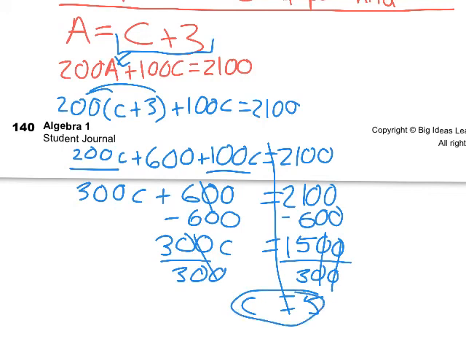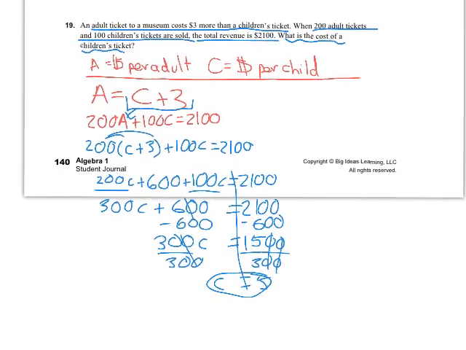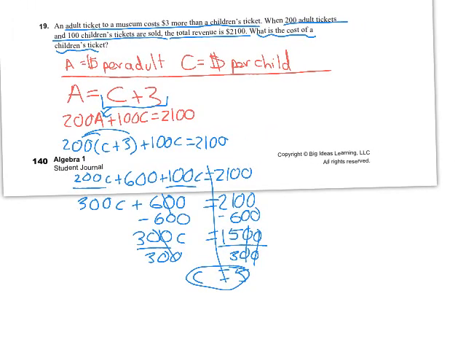So C equals 5. What does that mean? Yeah. The children's ticket is $5. Good. The children's ticket is $5, right? So if you don't remember what you labeled your variables as, come back up, right? Because we see up there C is labeled as the cost per child. So then you can very easily make that connection and say that C is 5, so it's $5 per child.